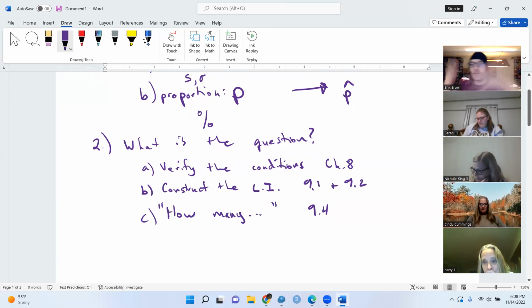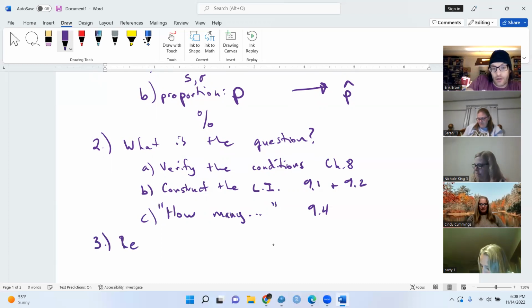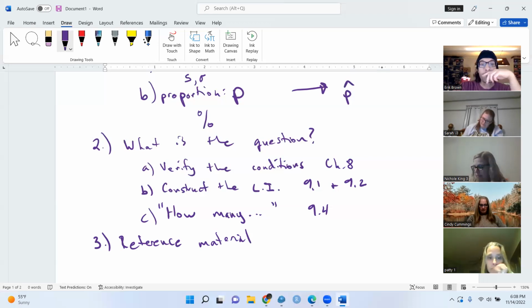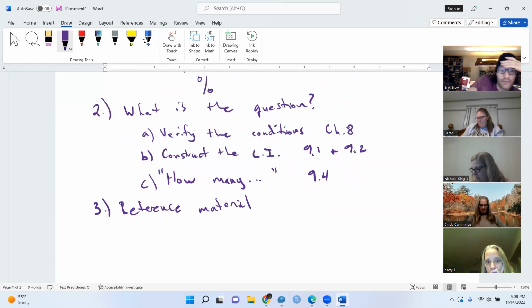So after you know the question, it's then, all right, what do I need to use? Here I would just put reference material, because you don't need to have anything memorized. If you recognize it's a verify, go to the chapter 8 confidence interval stuff and look at the 3 conditions. If it's a construct the CI, go to the confidence interval formula for proportion or mean. If it's the how many, go to the sample size formulas. And then finally, StatCrunch it, get the answer.